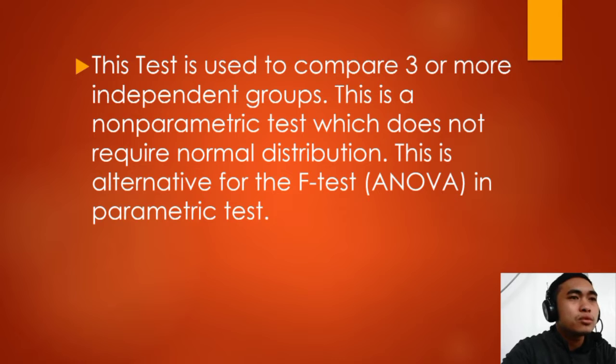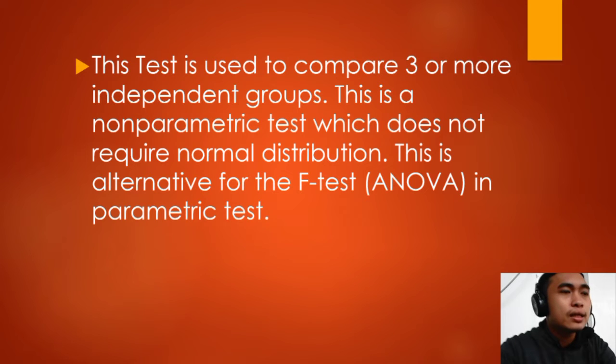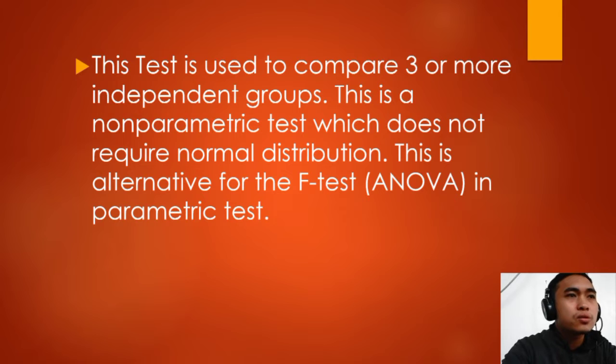This is a non-parametric test which does not require a normal distribution. This is the alternative for the F-test ANOVA in parametric. So it means that this test is used when we want to compare three different test methods used in a test, or in the independent variables, and it is slightly similar to what we call the F test or the ANOVA.